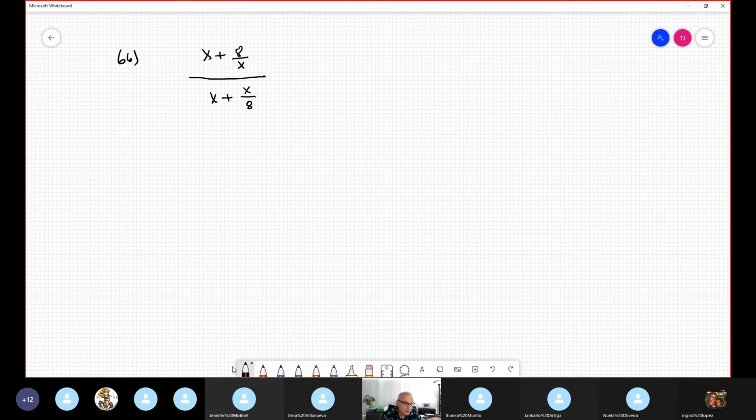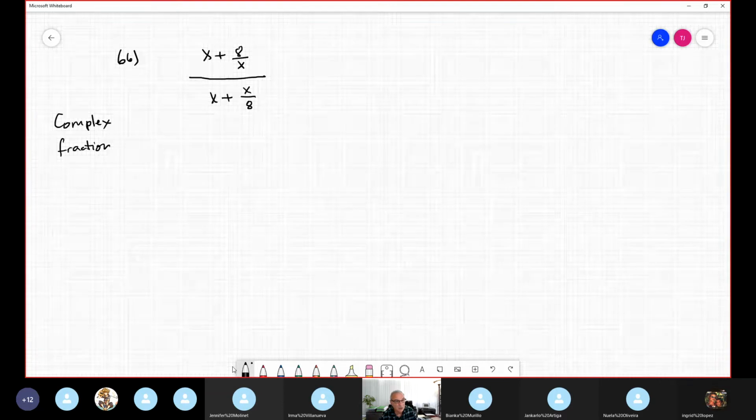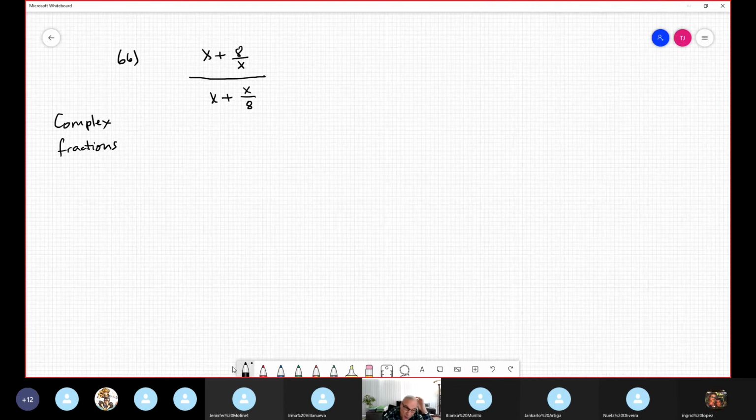This is called a complex fraction. A complex fraction is not exactly a synonym for complicated. A complex fraction is when you have one fraction divided by another fraction. So what is the procedure? The procedure is easy. You copy the first.